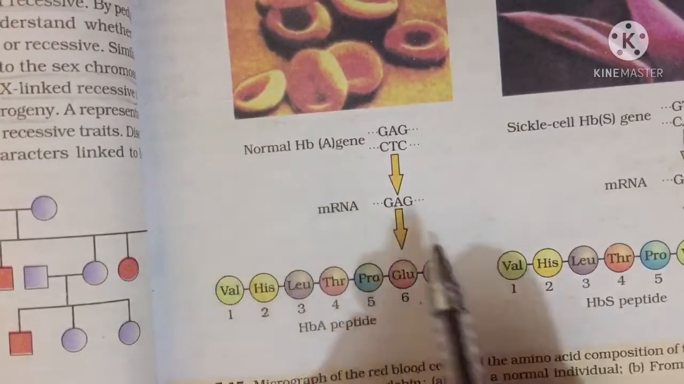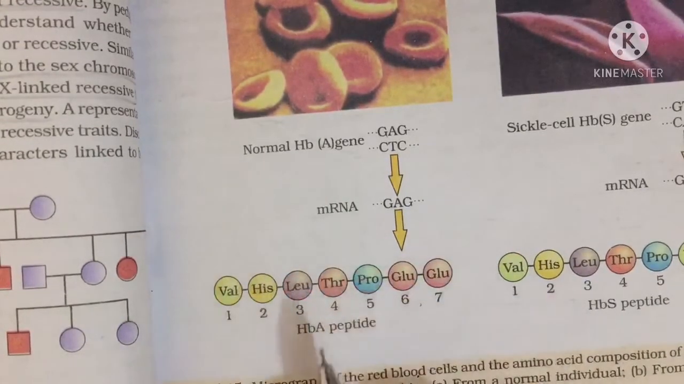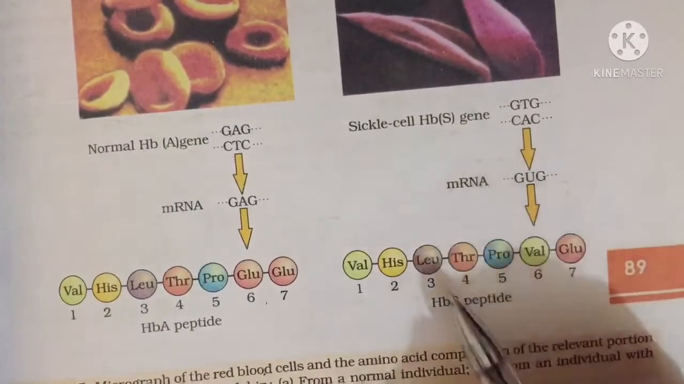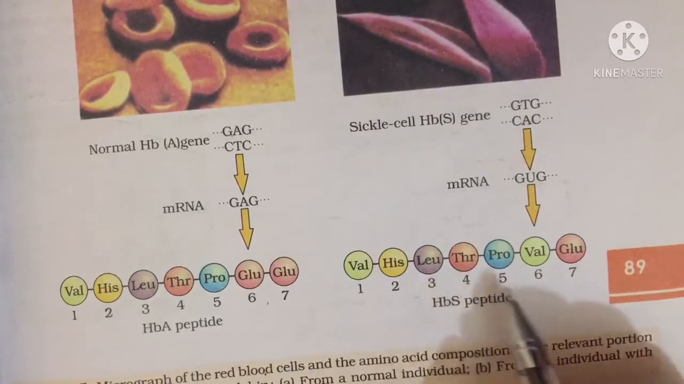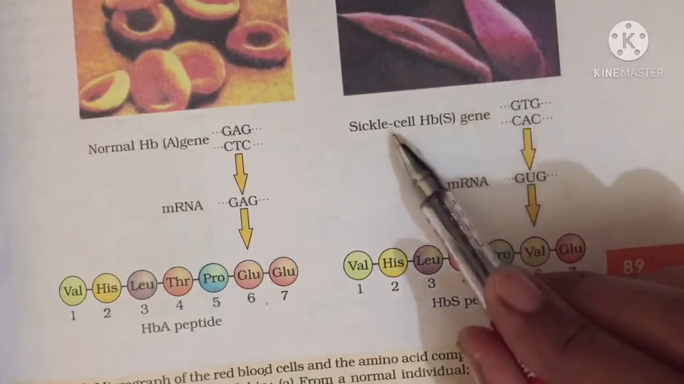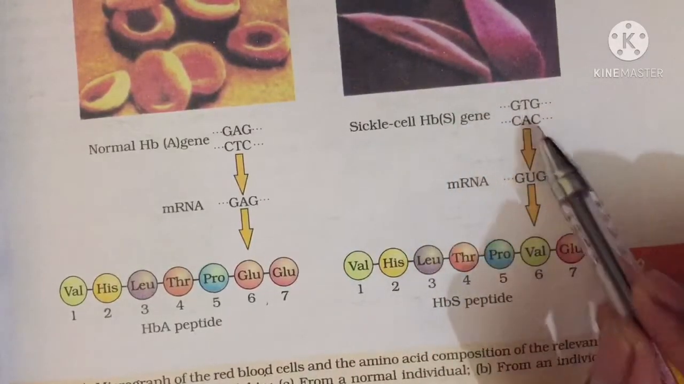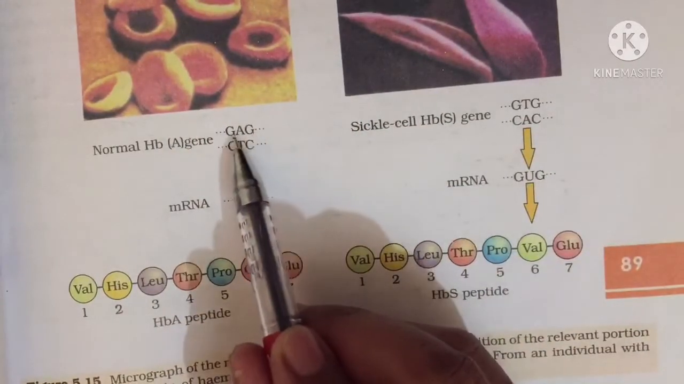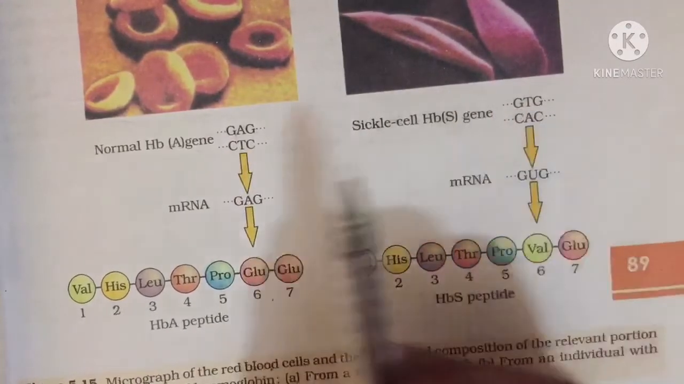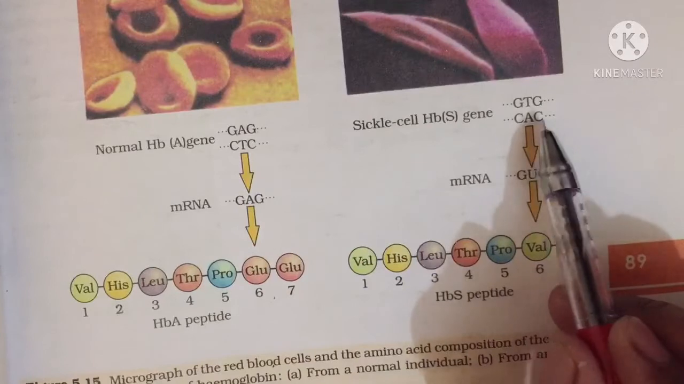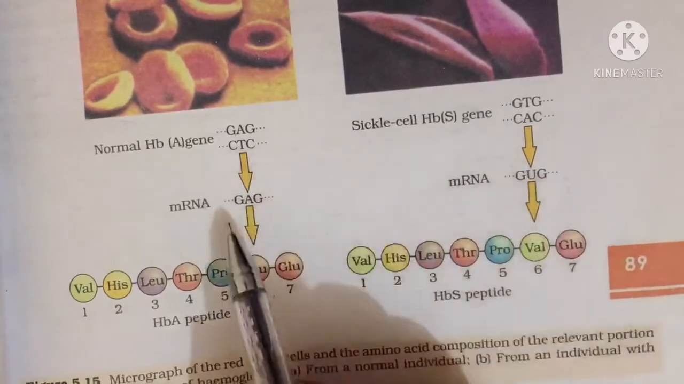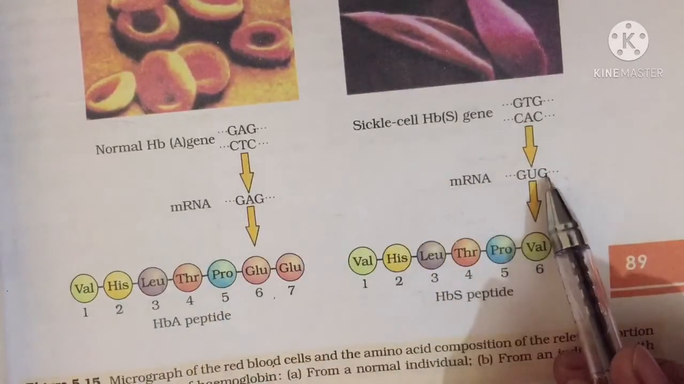Now you come to know this is the normal hemoglobin beta globin chain. Here you will find the presence of HBS peptide, which means sickle cell anemia. You can find the sickle cell HBS gene, GTG and CAC. In place of GAG, here it has been replaced by GTG. In place of A, it is T, and in place of T, here it is A. Because it has been changed here, the mRNA GUG is formed. Here it is GAG, here it is GUG.